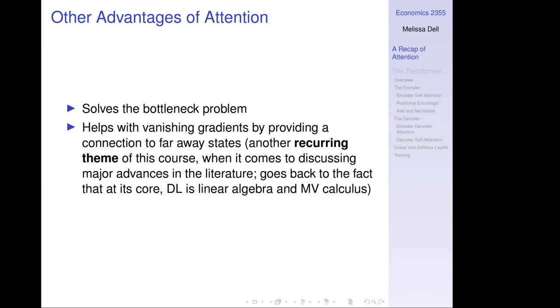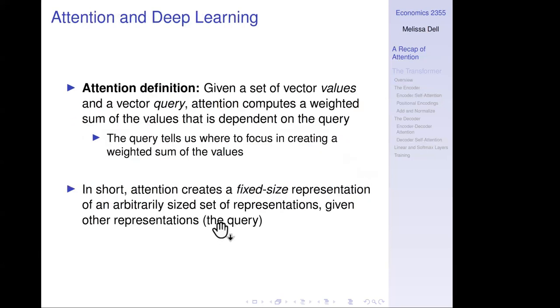And we need those direct connections because if you multiply a bunch of numbers that are less than 1 together, you're going to get a 0, right? And so we need those direct connections to faraway states if we want the model to be able to attend to that. But this is something that we've seen over and over again in the course.